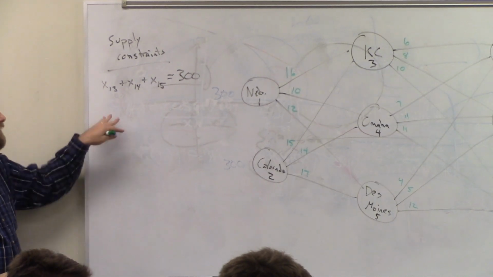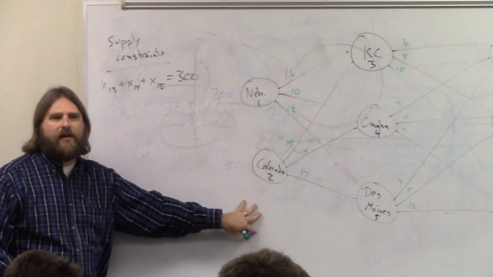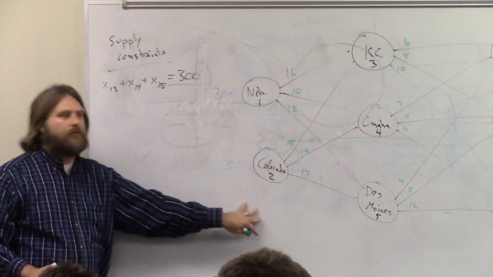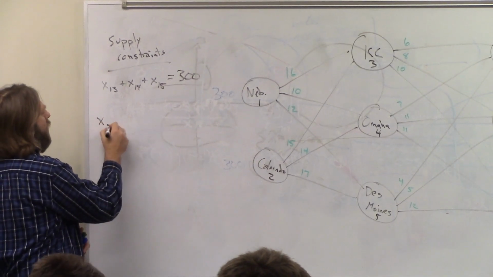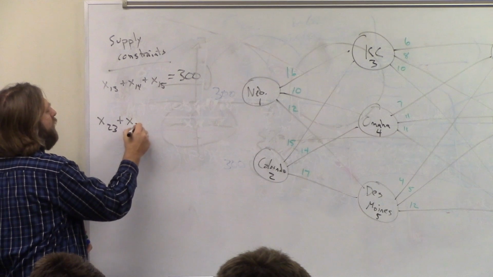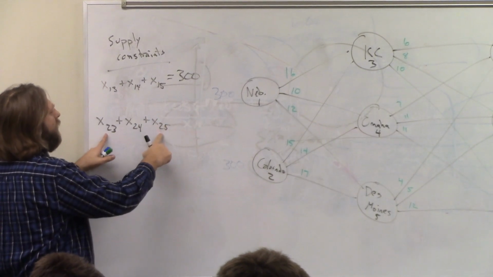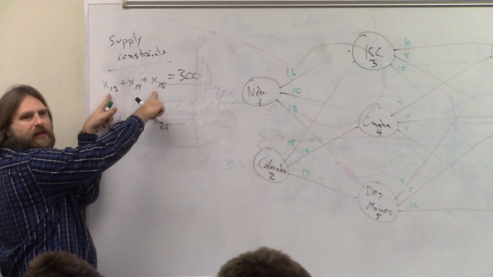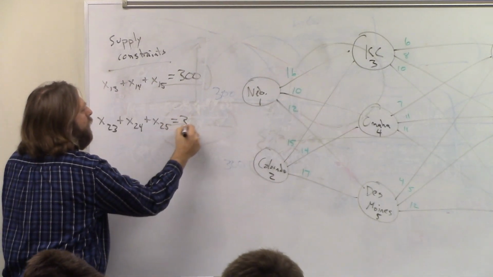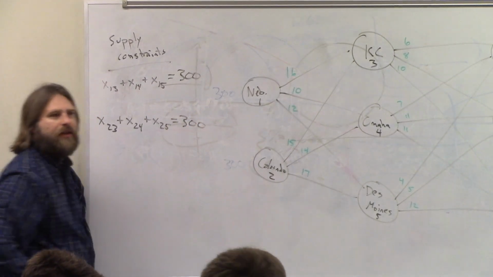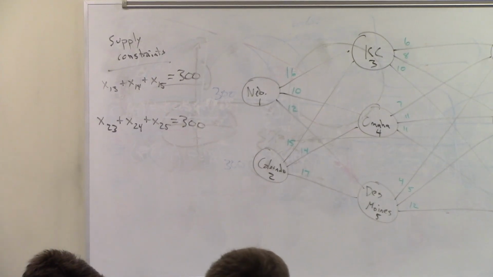What's going to be the supply constraint for Colorado? It's going to be x23, x24, and x25, because the 2 represents Colorado and the 1 represents Nebraska here. And this will also equal 300, because we have 300 units available at that location right there.